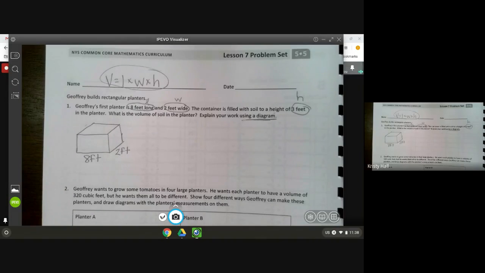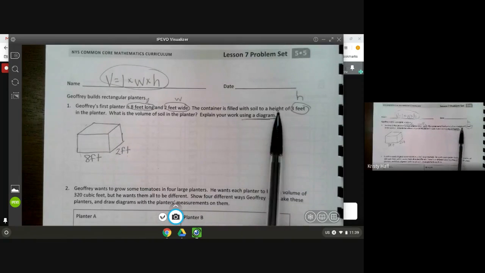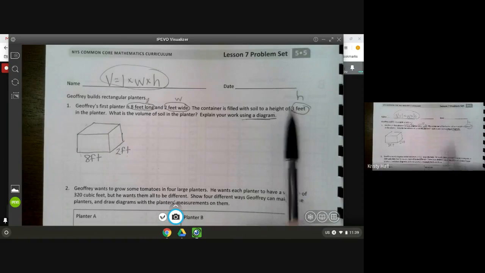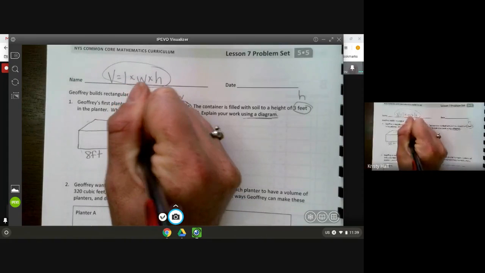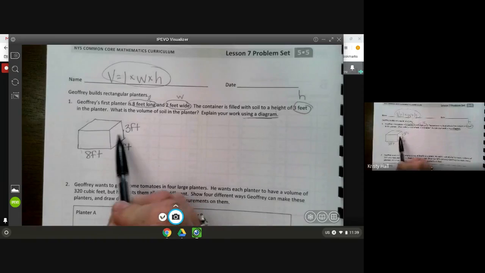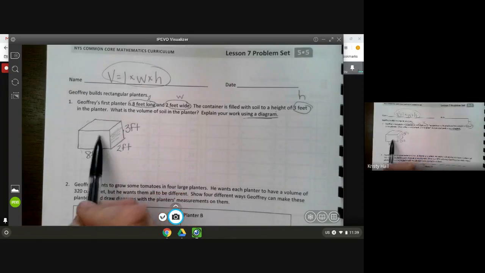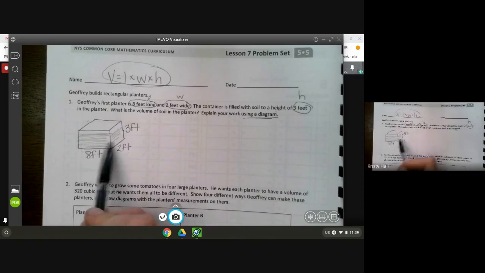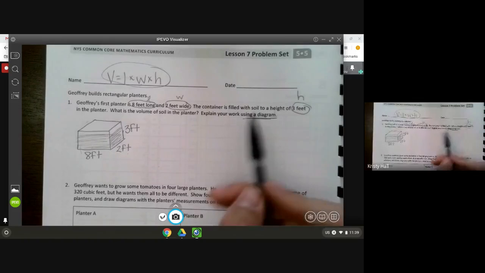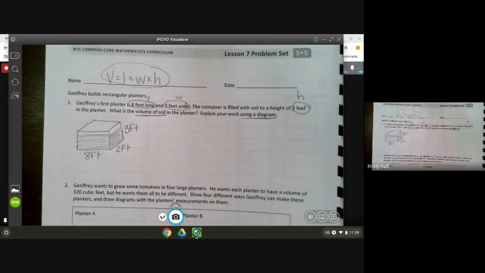Okay, great. So in case you didn't see it, I marked from the word problem that the length, so across the front, is 8 feet. The problem told me that the width is 2 feet. So now I have to find the height. So the container is filled with soil to a height of 3 feet. So 3 feet is how high it is filled with soil. I don't know if the whole container is 3 feet high, but I know the soil is 3 feet high. And that's what they're asking me, the volume of soil that's in the planter.